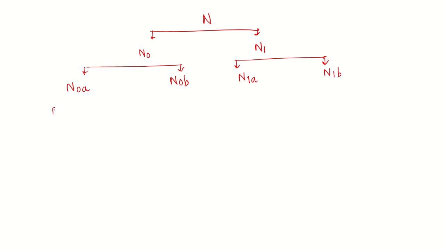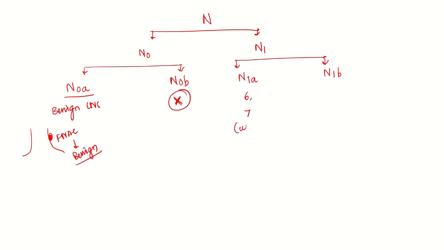N0A is clinically benign lymph nodes. N0B is absence of any cytological or radiological evidence of lymph nodes. Suppose there's a neck node and we have done an FNAC and it turned out to be benign, then it is considered as N0A. If there are no lymph nodes either clinically or radiologically, then it is considered as N0B.